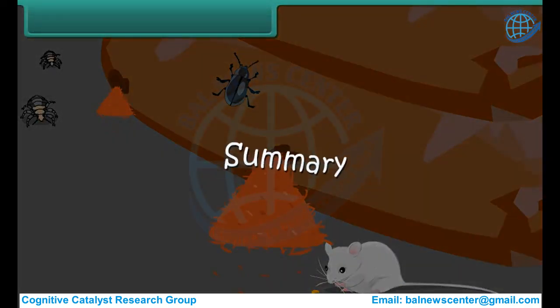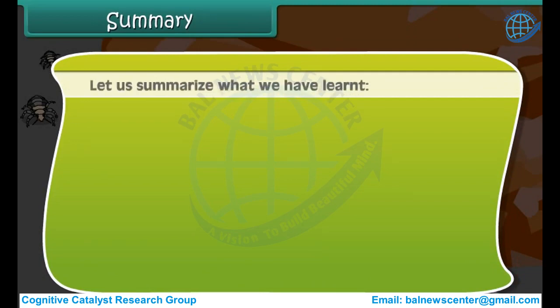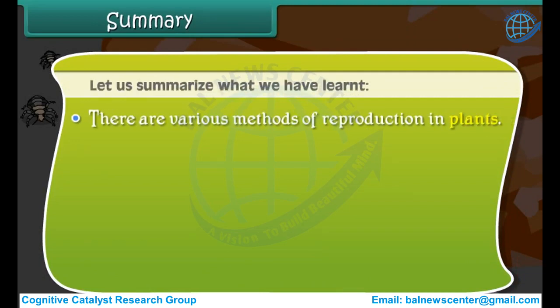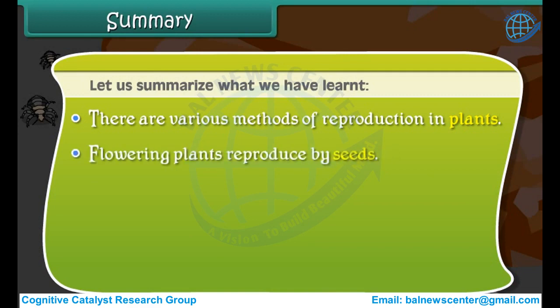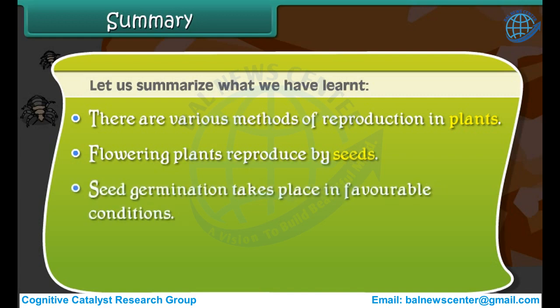Summary. Let us summarize what we have learned. There are various methods of reproduction in plants. Flowering plants reproduce by seeds. Seed germination takes place in favorable conditions.